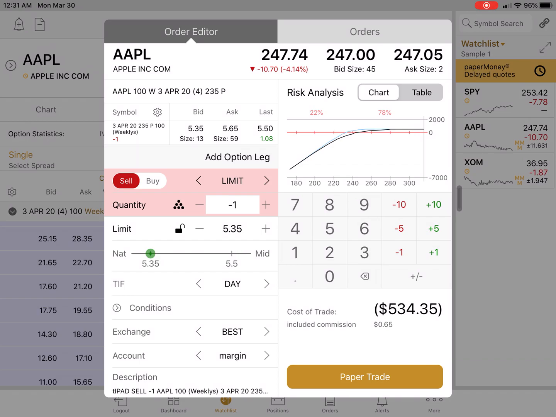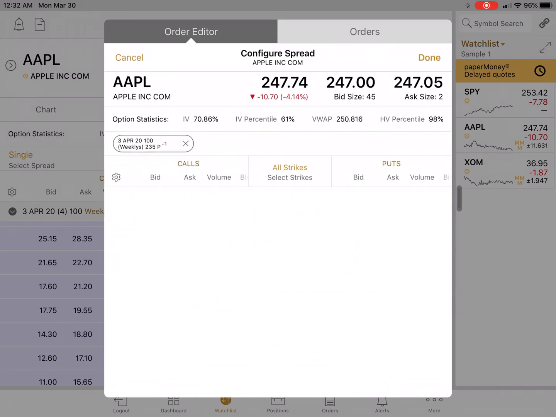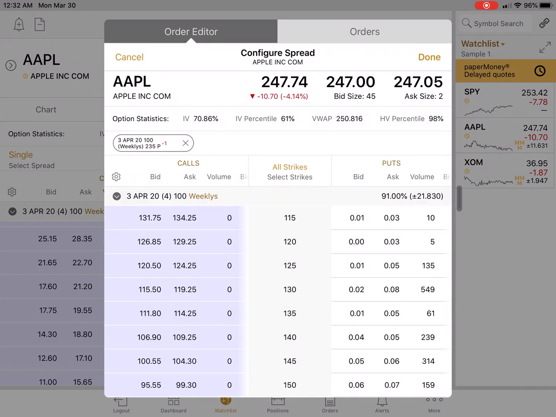The naked put is the moneymaker. However, it comes with a significant potential for loss. So we are going to buy ourselves an insurance. So add an option leg. Notice that we now have one of the legs already, April the 3rd, 2020, 100 shares at a weekly, and we are doing a 235 put, and notice -1, that means we are writing one.